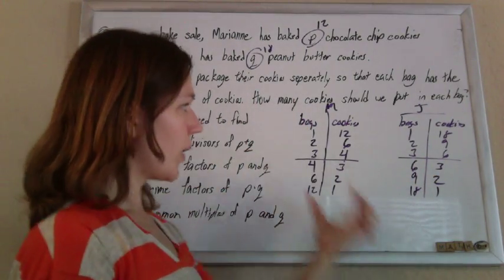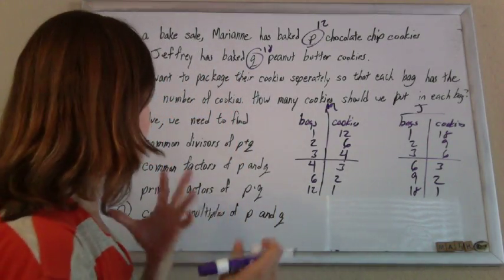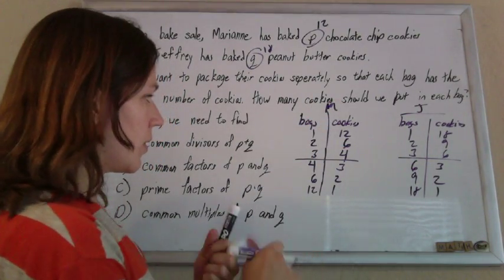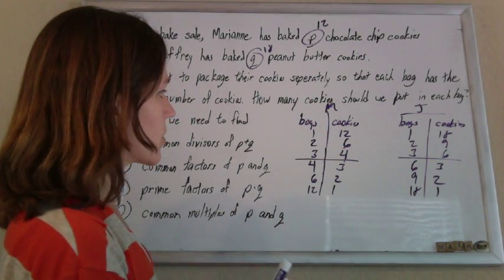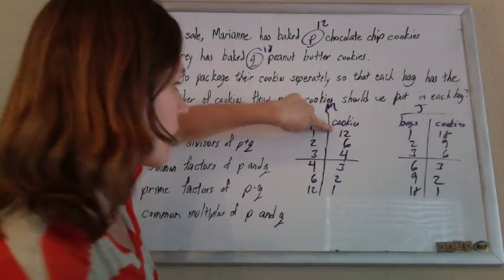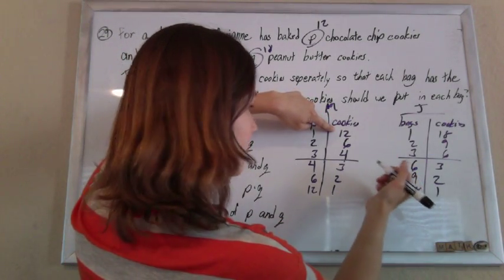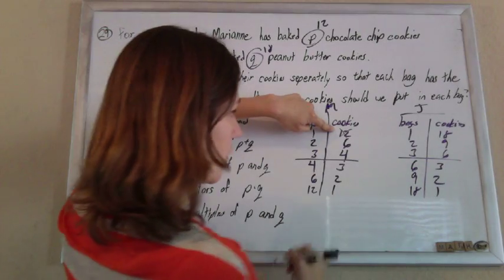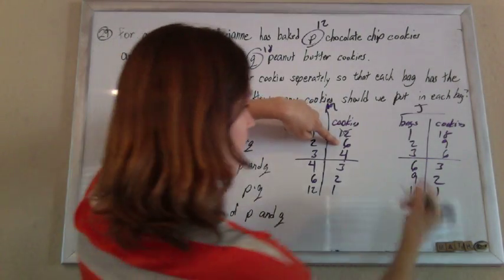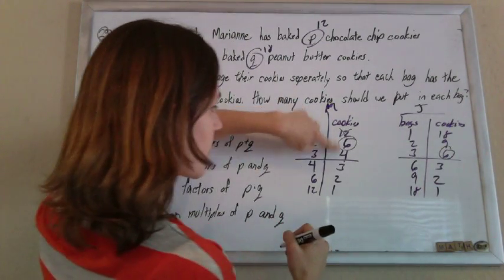So these are the ways that they can possibly package their cookies, and they want to do it so that each bag has the same number of cookies. So how many cookies should they put in each bag? Marianne's got a way that she can put 12 cookies in each bag, but poor Jeffrey does not. So they can't do 12 cookies in each bag. Marianne's got a way to put 6 cookies in each bag, and hey, so does Jeffrey. So 6 is a possibility.